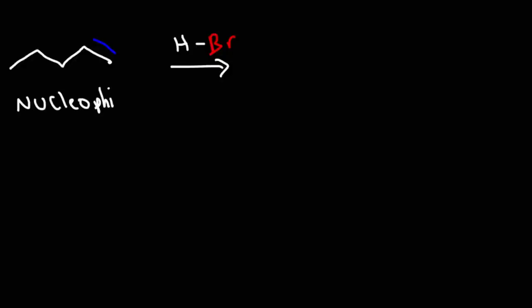Now let's go over the mechanism for the first reaction. The alkene in this reaction is the nucleophile. A nucleophile is a molecule that is electron rich. It can donate a pair of electrons. HBr is going to be the electrophile in this reaction. It's going to accept a pair of electrons. The nucleophile is like the Lewis base. The electrophile is basically the Lewis acid.